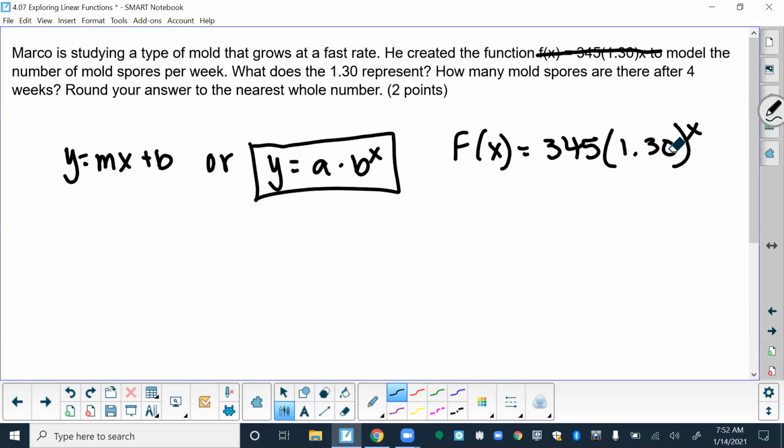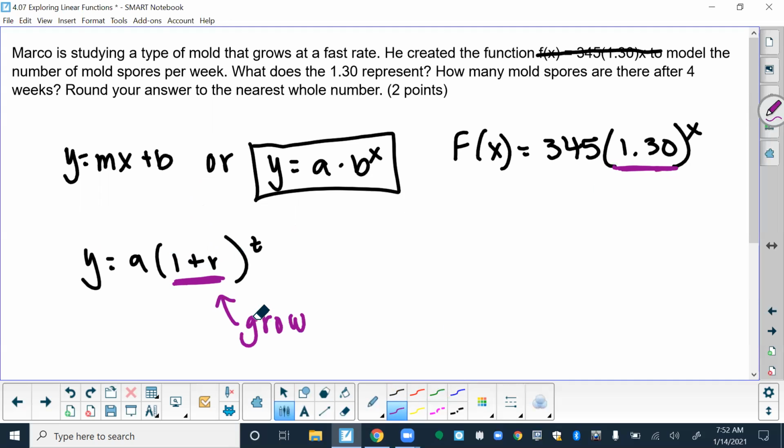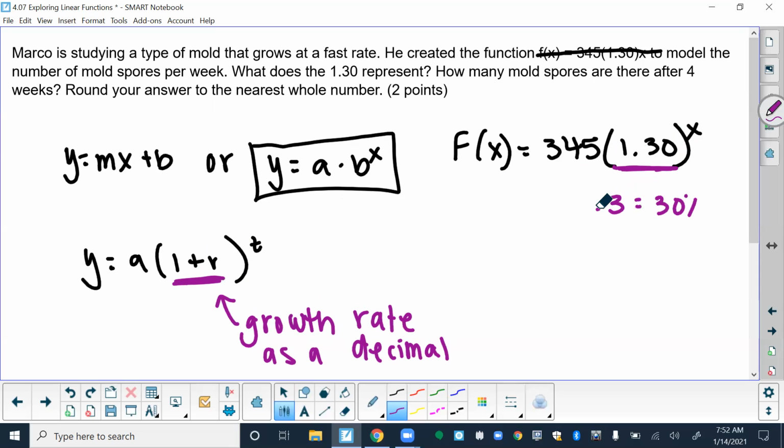And remember when we talked about the growth versus the decay formulas, where we had y equals a times (1 plus r) to the t power. Since we're looking at what this 1.30 represents, we know that it is this portion of the equation. So we had 1 plus r, and r is your growth rate, as a decimal. Since that growth rate is the 0.30 plus the 1, then we know that 0.3 represents a 30% growth rate.